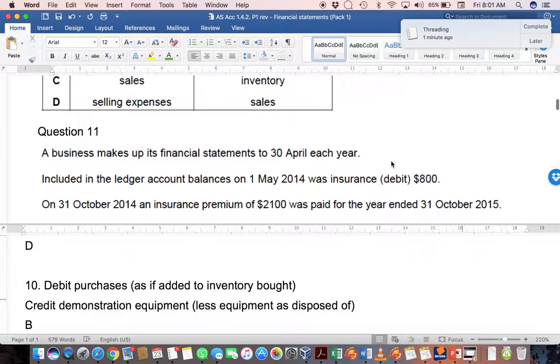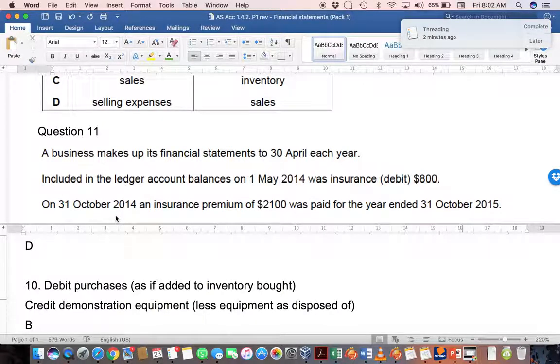Question 11. A business makes up its financial statements to 30th of April each year. So that's my financial year end that I need to keep in mind. Included in the ledger account balances on the 1st of May 2014 was insurance, a debit of $800. Remember that if we have prepaid something, then it's going to be a debit. So this is telling us that we paid it in advance for this particular financial year.